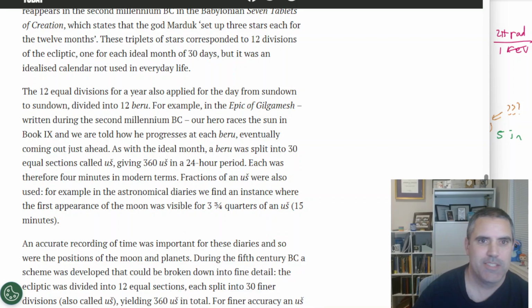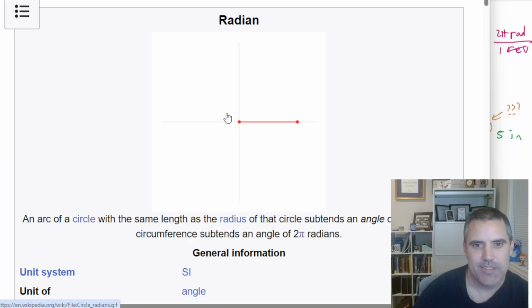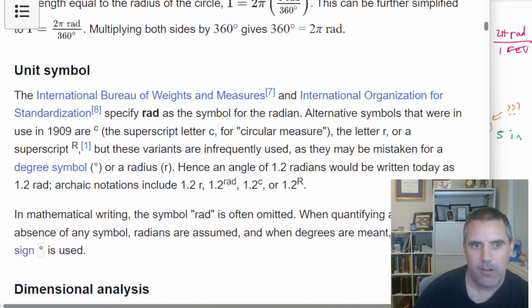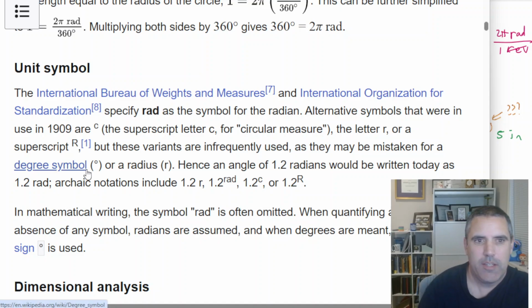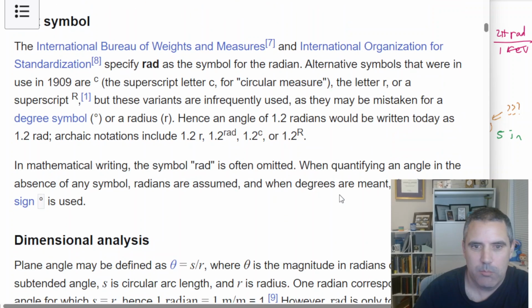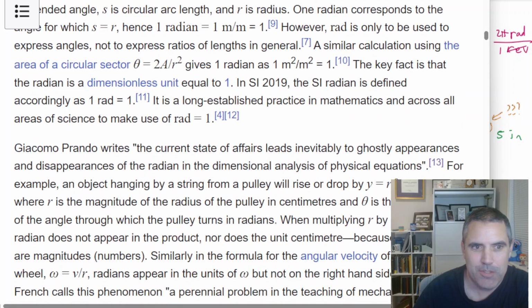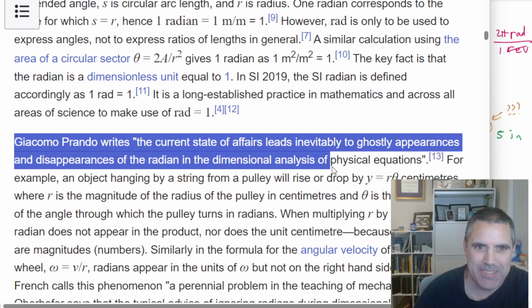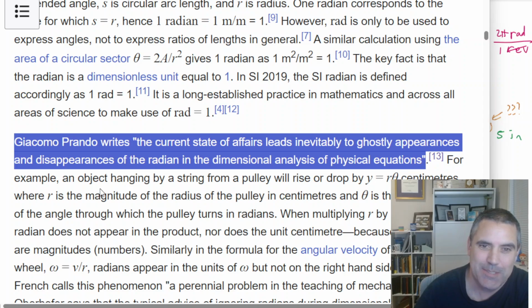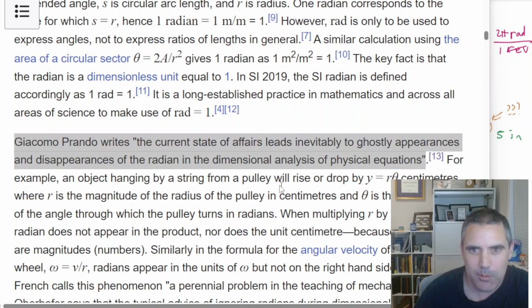Let's get rid of Harry for just a second. I'm just going to use, this is not clever, I'm going to look at the Wikipedia here. I already read through this. It says that in 1909, we started to use radian or rad for this symbol. These formulas have been used for a long time, but there are famous examples of people saying the current state of affairs inevitably leads to ghostly appearances and disappearances of the radian in dimensional analysis. So these are famous mathematicians and scientists of the past who asked the same question that I saw students ask two weeks ago in high school class.